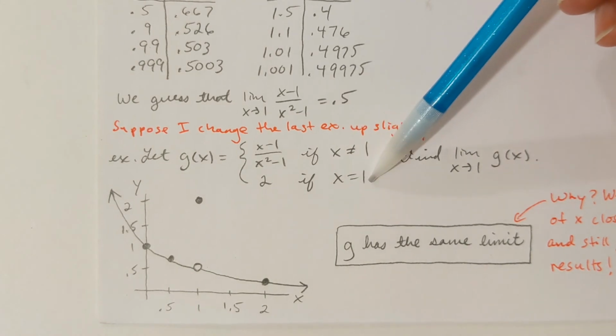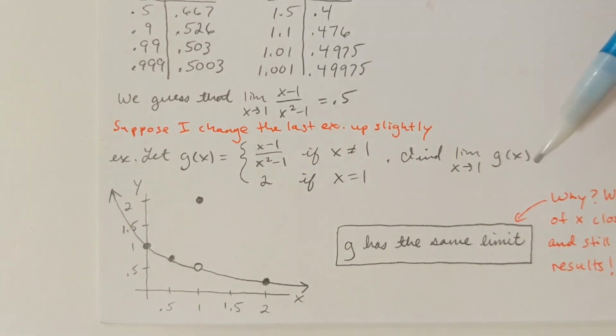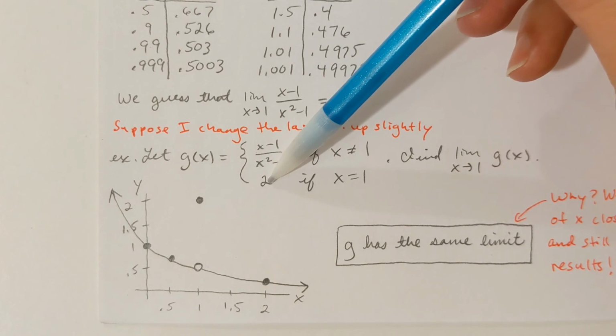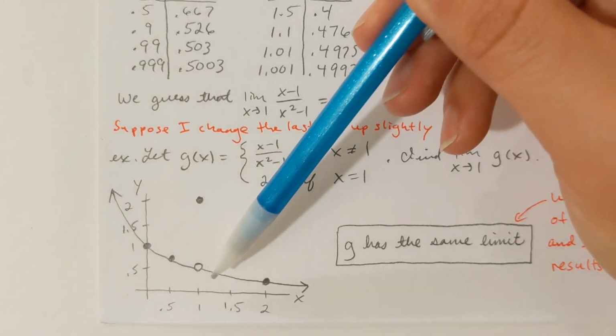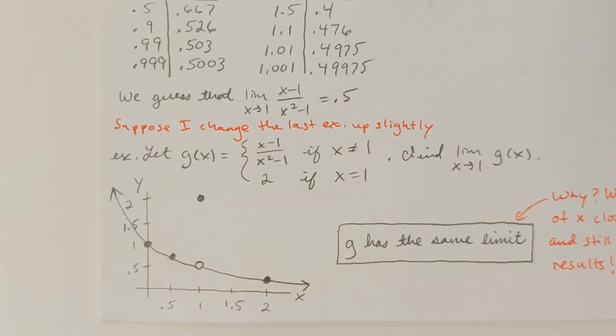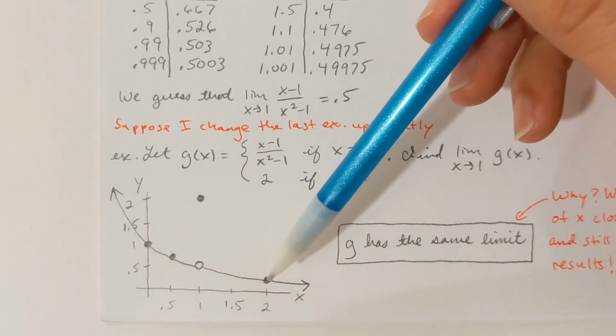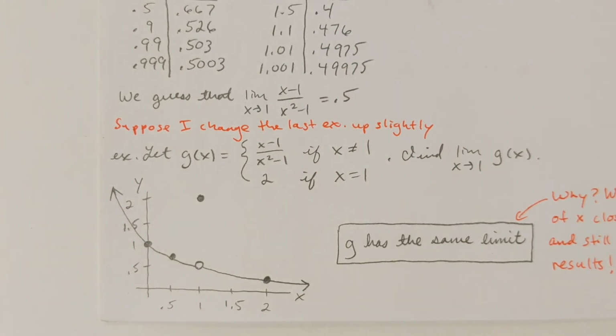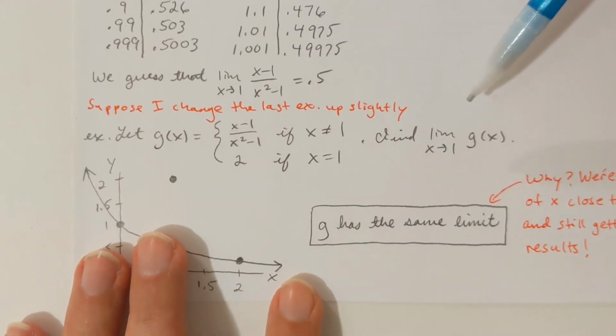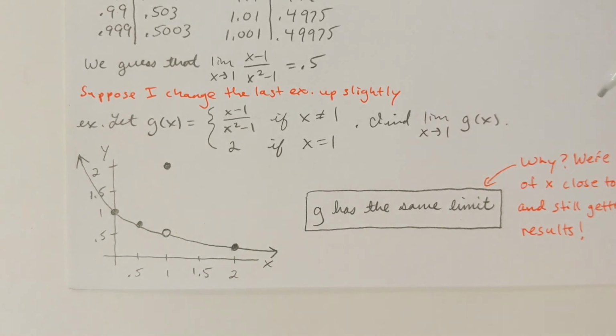Now, if x is 1, you're going to use piece 2, which means that you'll get 2 as the output. Okay, so piece 2 is essentially saying that the point 1, 2 is on the graph. So we're still going to be defined at 1, in this function here. Okay, now we want to find the limit as x approaches 1 of g of x.